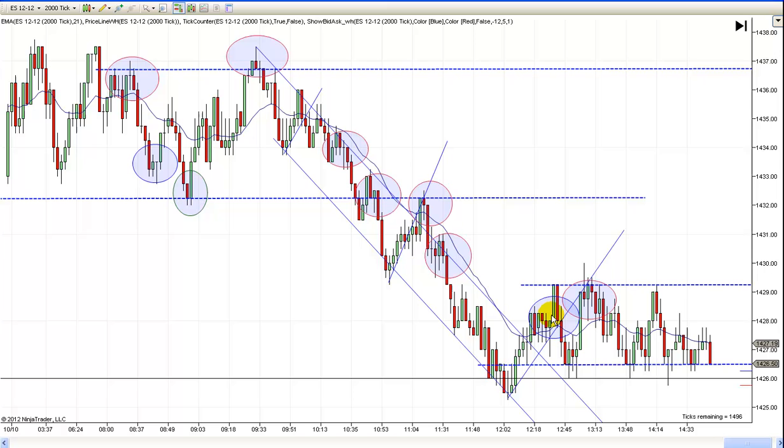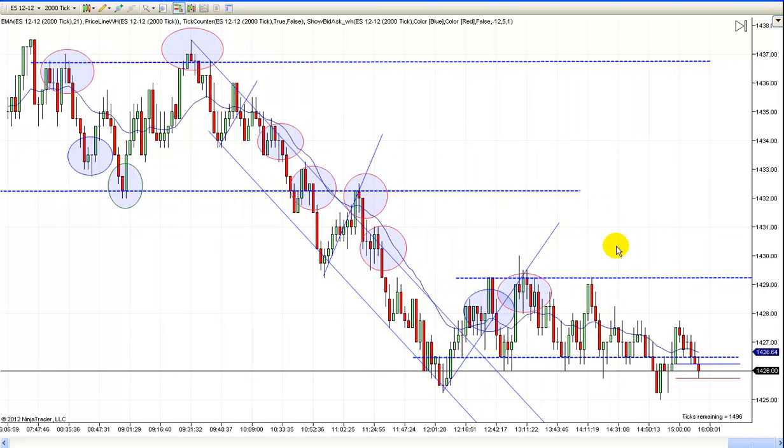The better trade is probably to wait till this bar closes because sometimes they'll fool you. And so either way, you would have got your scalp out of that. Nice, easy scalp. And then suddenly we break higher.